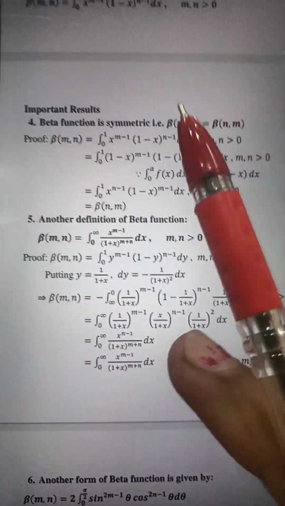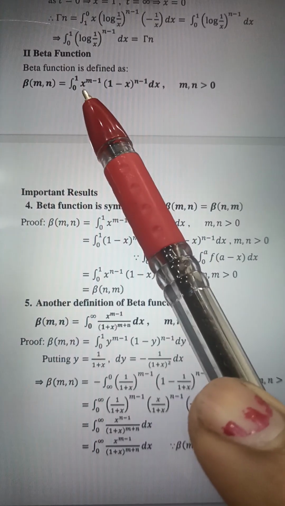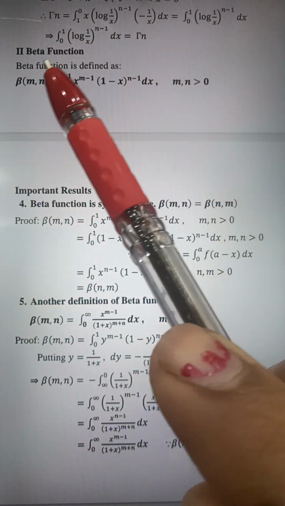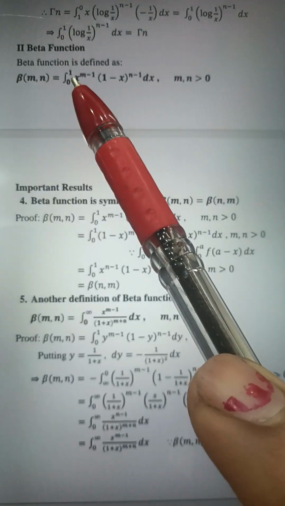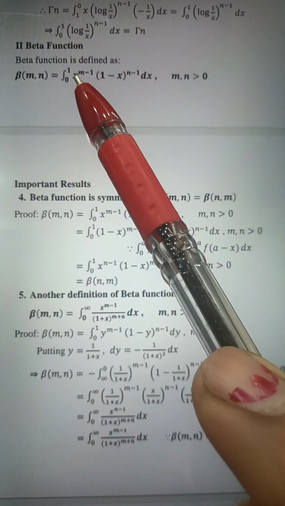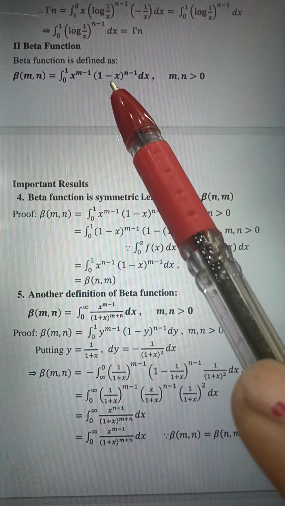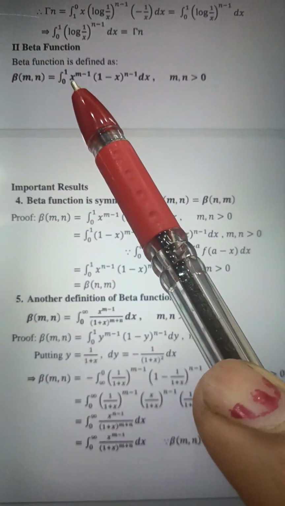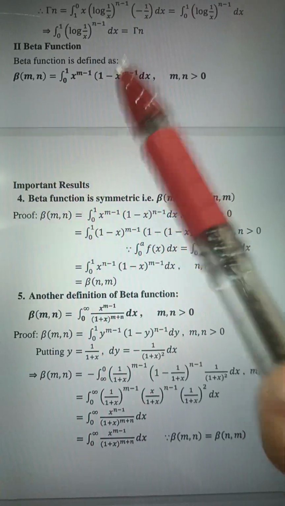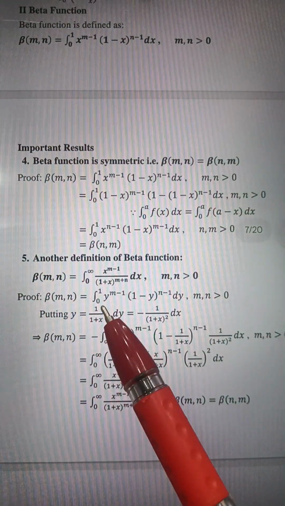How are we getting this? See, as I told you earlier, this is how the beta function is defined, and we will use the same variable. If we are using x, we will be using x here also. If we are writing y, here y will come. If we are using p, here also we have to write p. In this we are writing y.